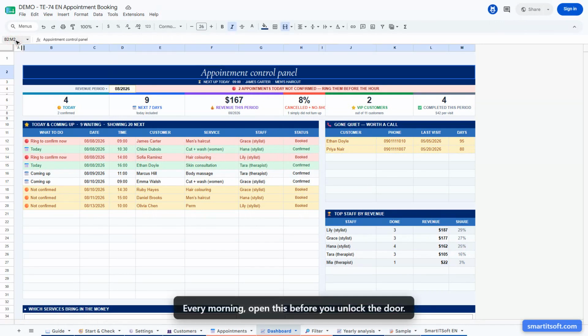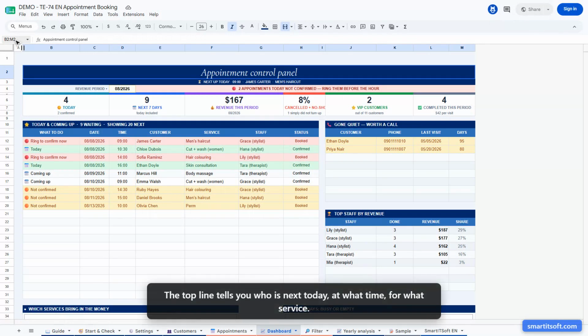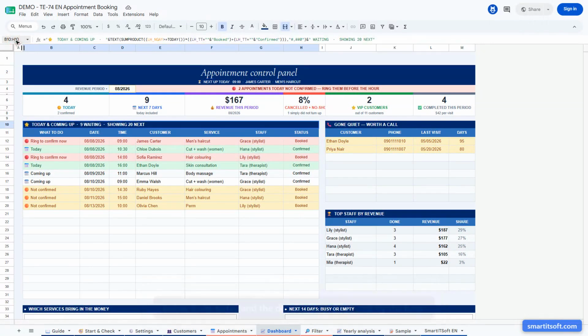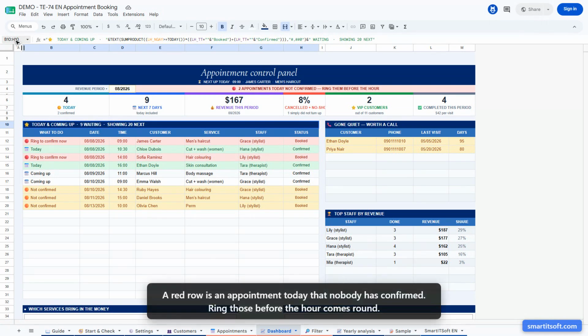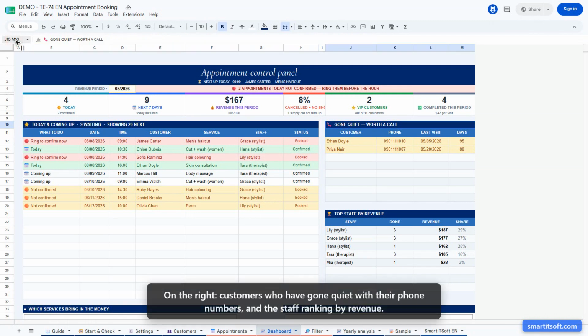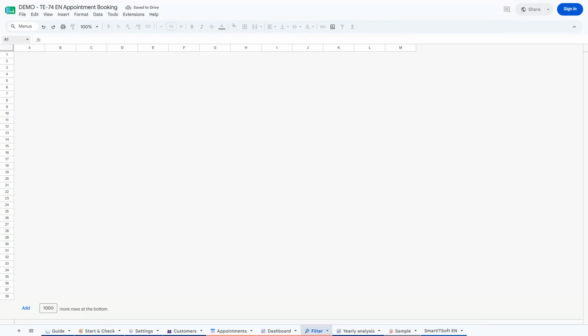Every morning, open this before you unlock the door. The top line tells you who is next today, at what time, for what service. Below it sits today and the days coming up, sorted by the hour. A red row is an appointment today that nobody has confirmed. Ring those before the hour comes round. On the right, customers who have gone quiet with their phone numbers, and the staff ranking by revenue.